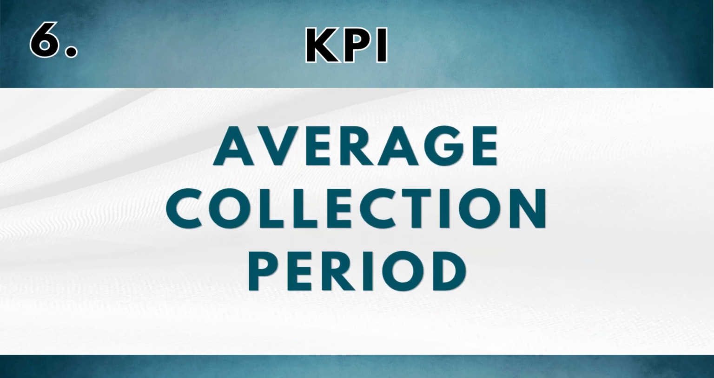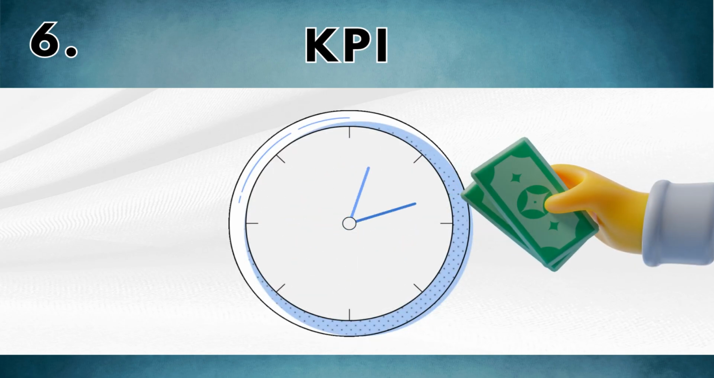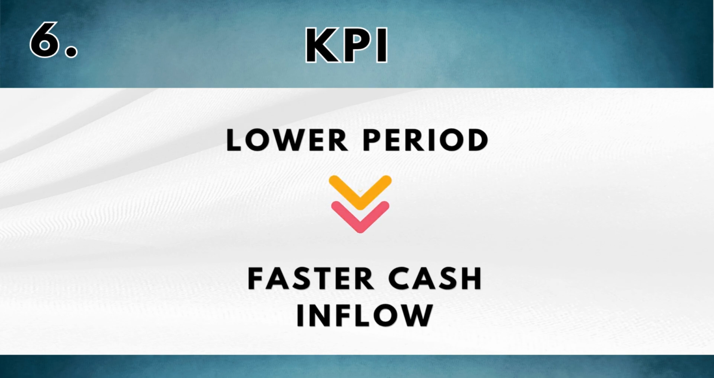The next KPI we look at here is average collection period. This is closely related to DSO. It tells the average time taken to collect payments. Lower period implies faster cash inflow. Companies always aim to reduce this number.